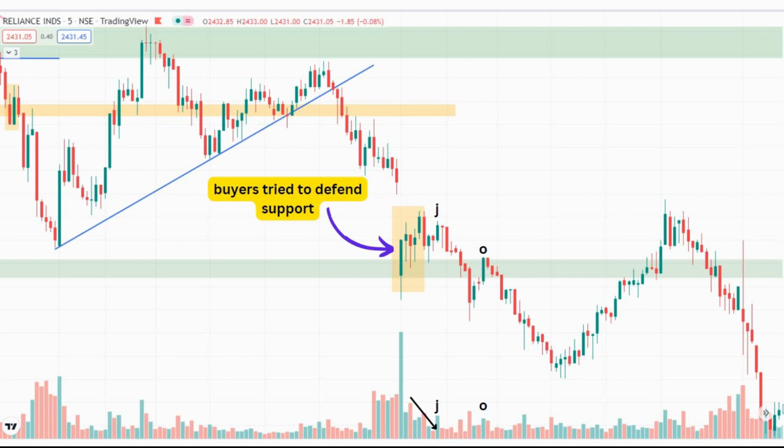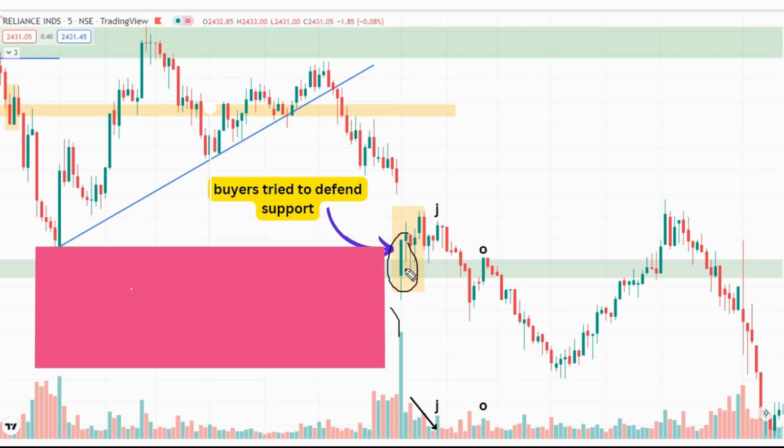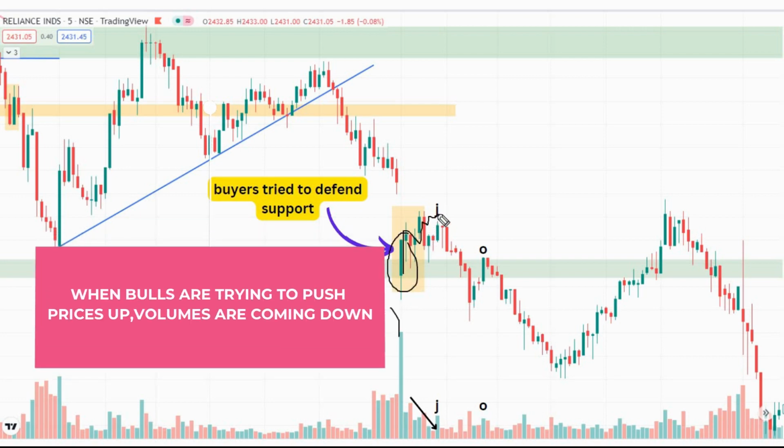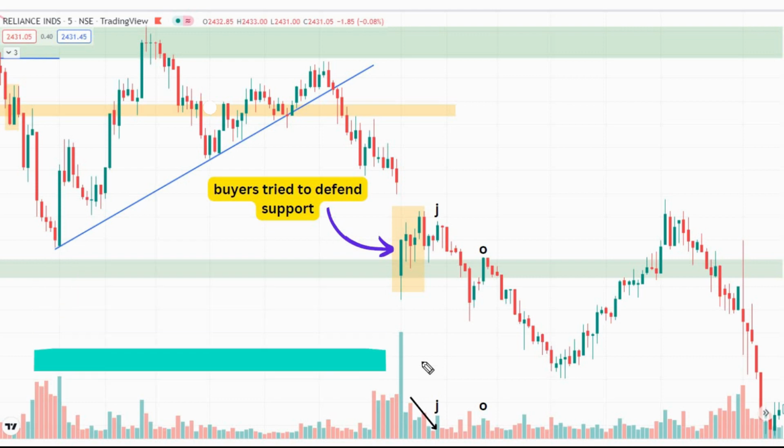Now see, here prices gap down with huge volume. Buyers tried, but when buyers are trying to push the prices towards the upside, there is a decrease in volume, indicating that bulls are losing momentum, and at this point there is an increase in volume.